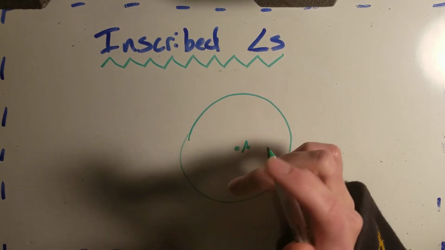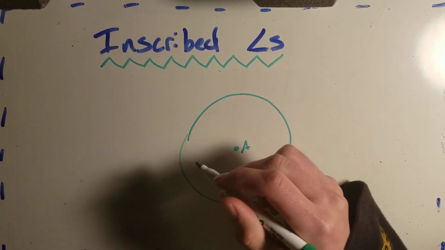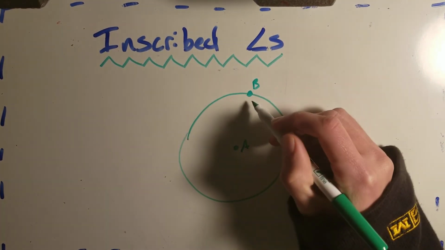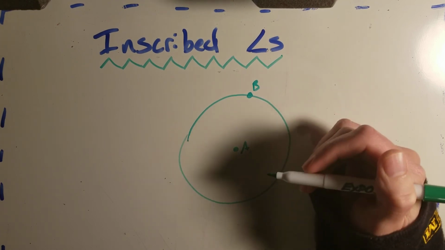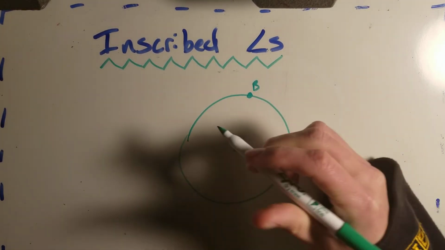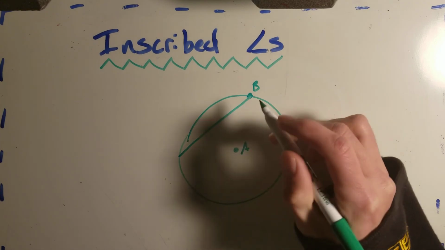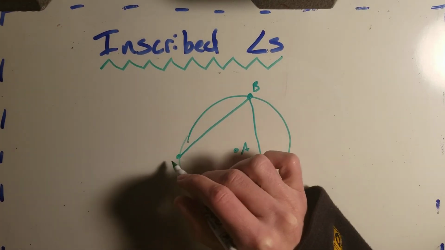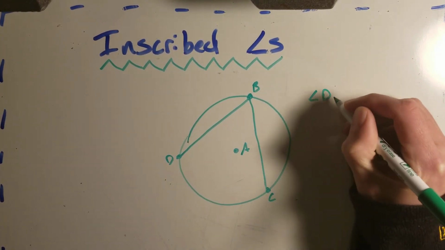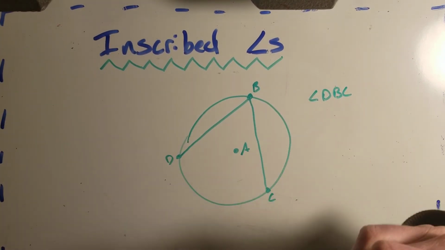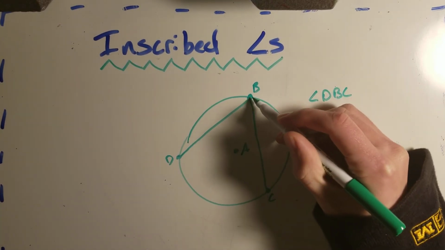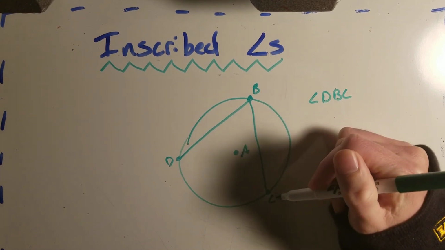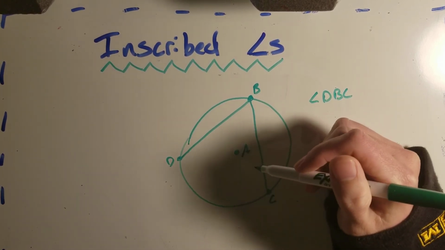An inscribed angle is going to be an angle that has a vertex on the circle. So you can have a vertex here, call it vertex B. It has a vertex on the circle, and both of the sides of the angle are chords of this circle. So an example would look like this. We'll just use C and D here. So angle DBC, this angle is an inscribed angle. It has the vertex as a point on the circle, and both of the sides are chords of the circle.